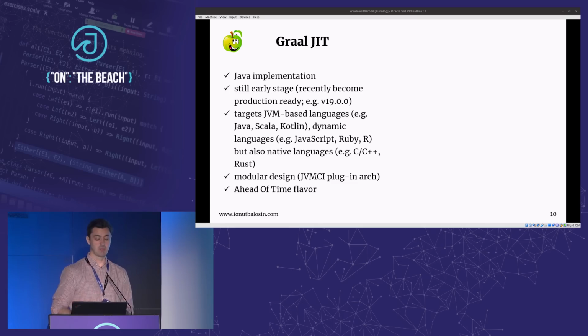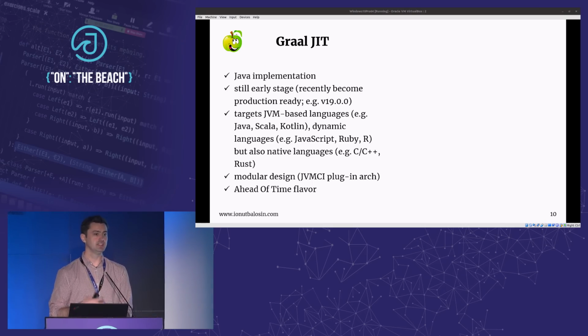If I have to sum up a bit about the Graal Just-in-Time Compiler, it is Java-based. It is still early stage. It was recently released, the first production-ready version, but it's still in the beginning. It's not a mature compiler. It targets a lot of JVM languages, static, dynamic, and also native languages, for example, C, C++, Rust. So it targets a zoo of such languages and has a modular design. Also, it offers you an ahead-of-time flavor, so you can compile ahead and run it.